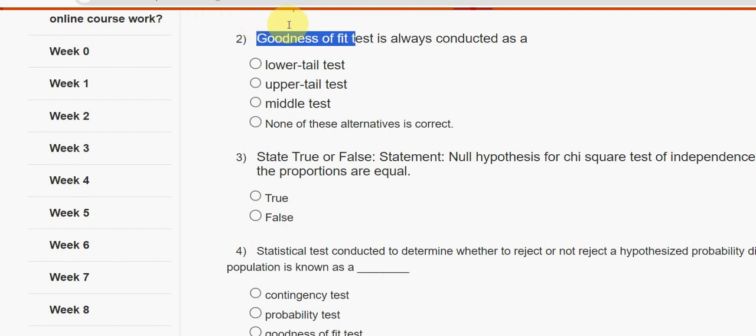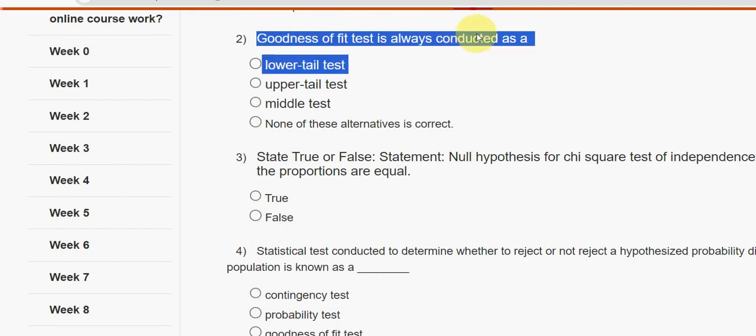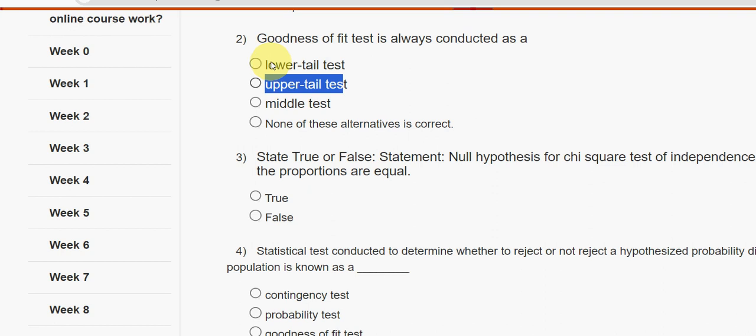Goodness of fit test is always conducted as what test? So the goodness of fit test is always conducted as an upper tail test. Upper tail test. Next, third one.